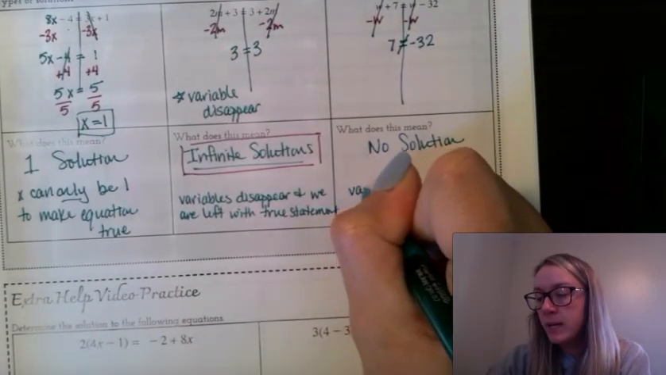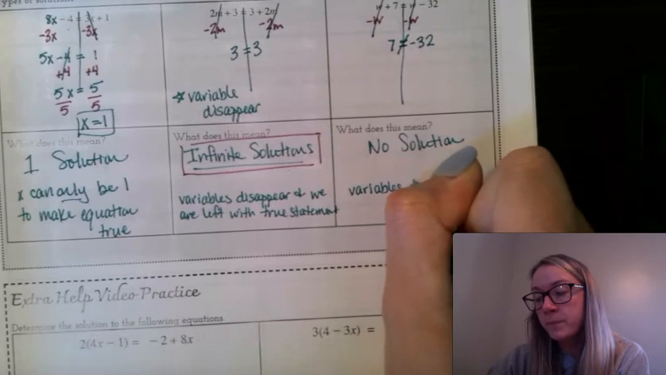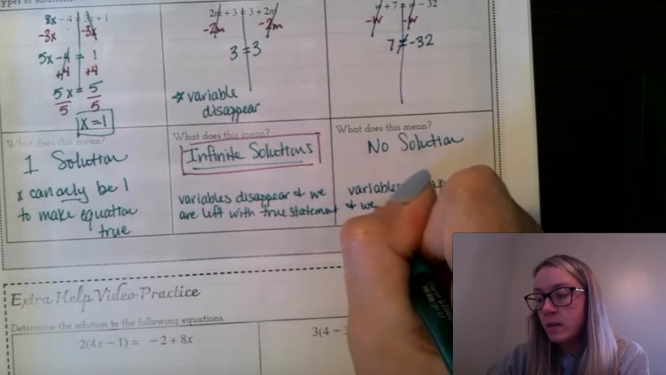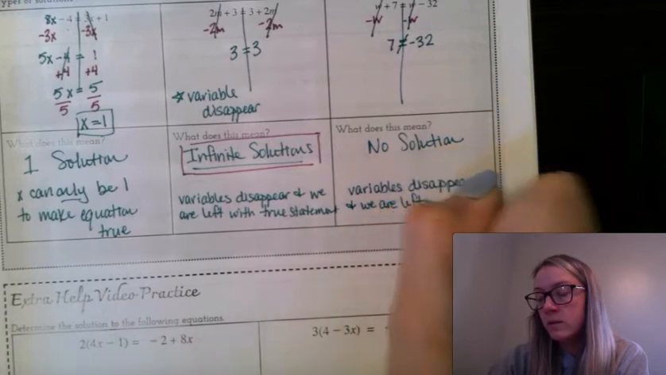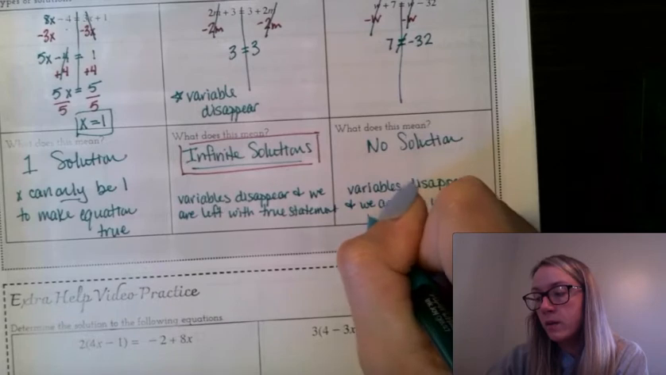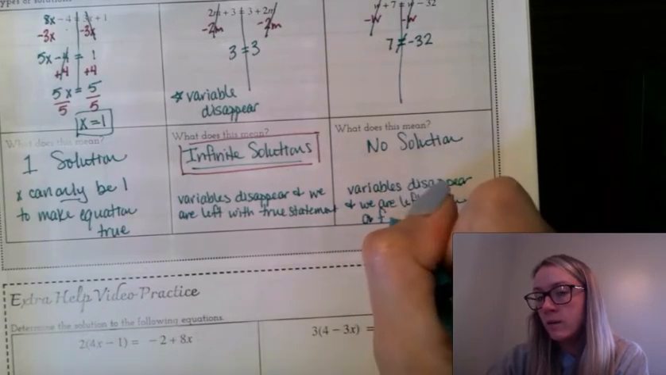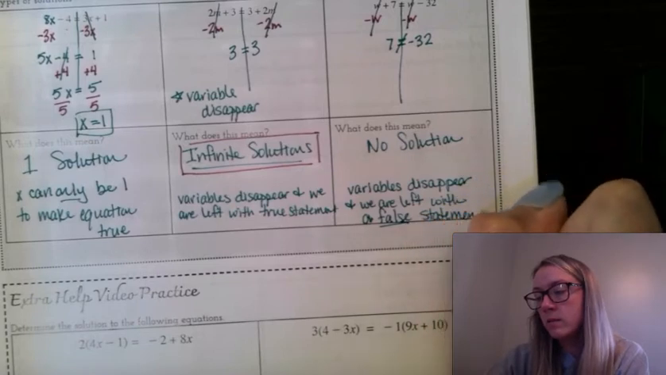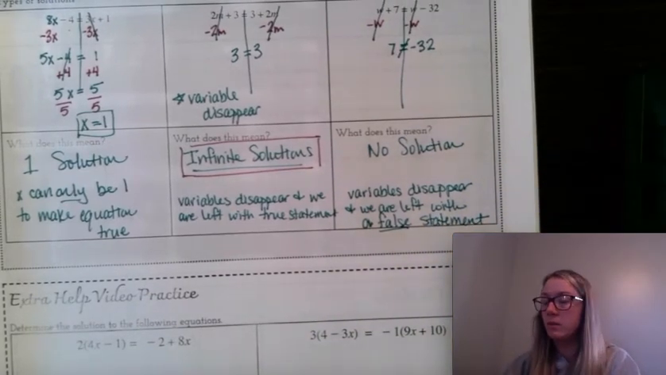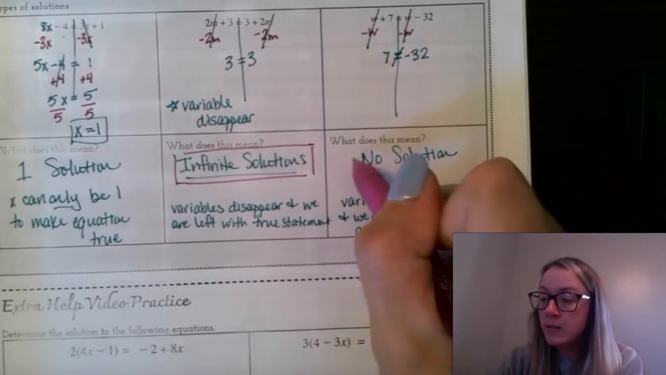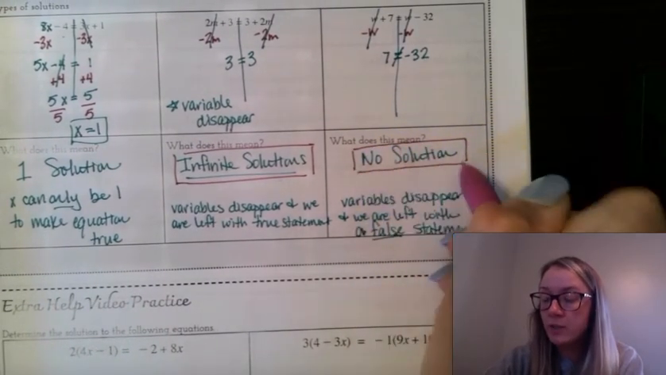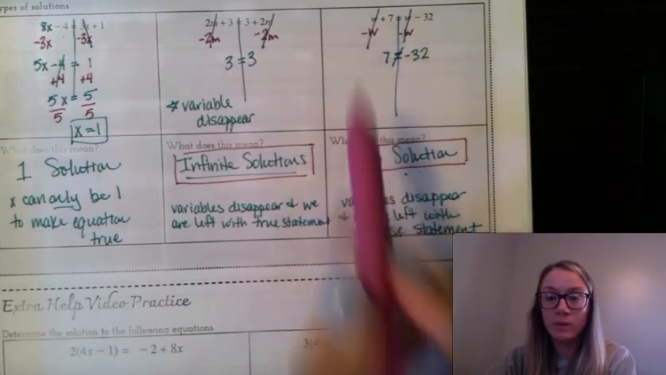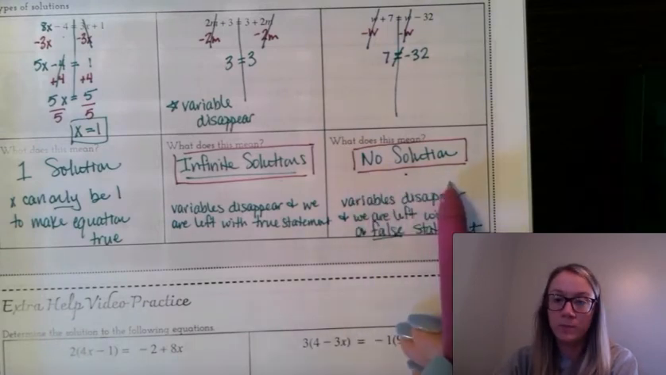And this happens when, again, our variables disappear and we are left with a false statement. So if this happens, your answer would be no solution. You would actually have to write this part down and tell us that you understand that there's no value for our variable to make this true, so there's no solution.